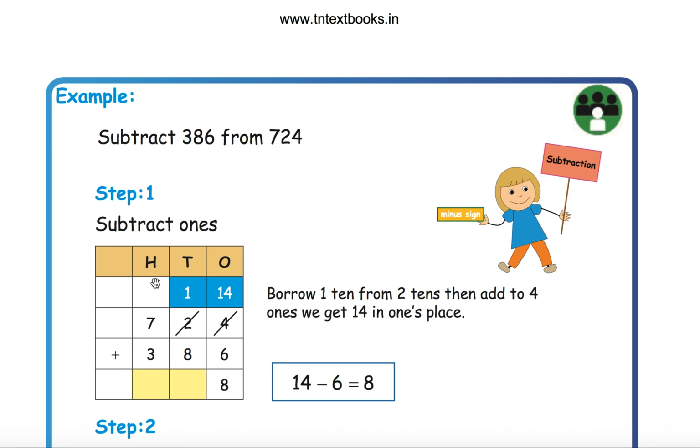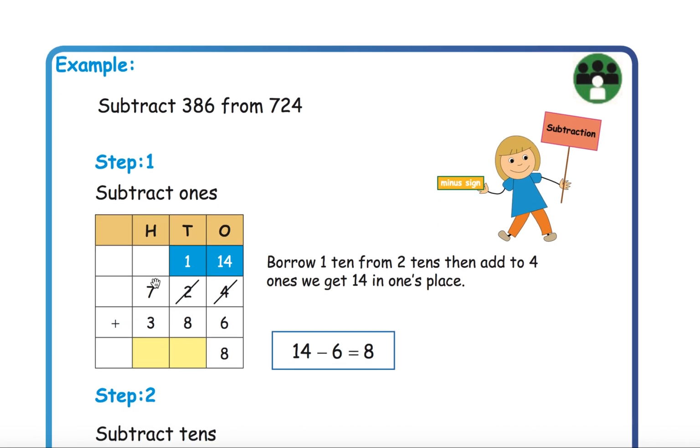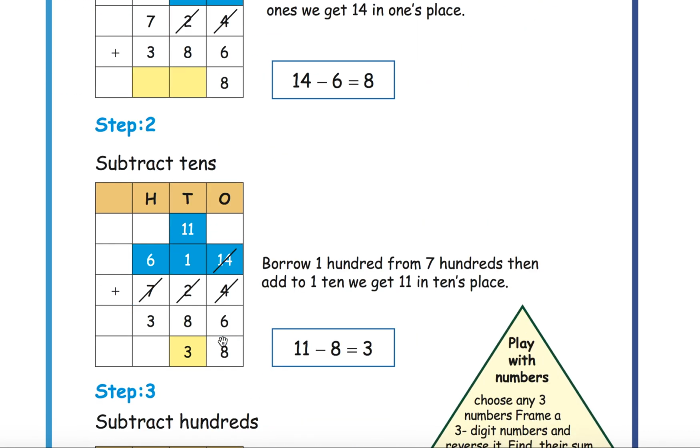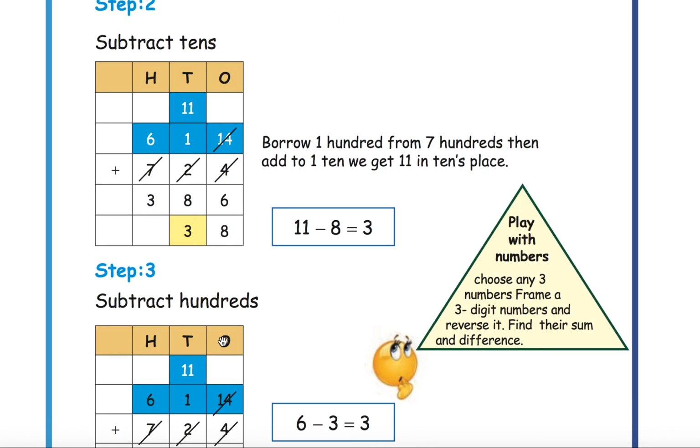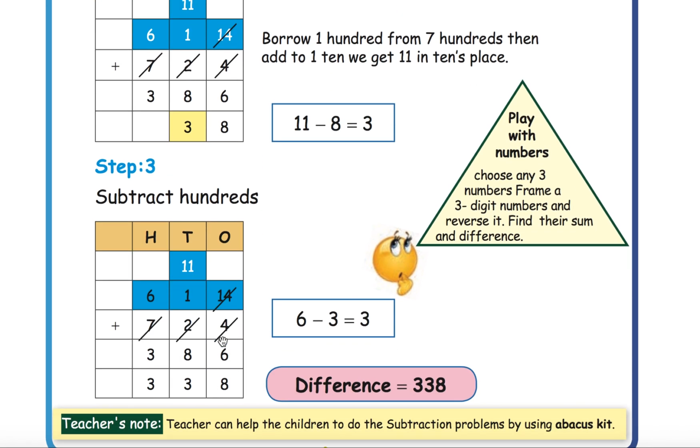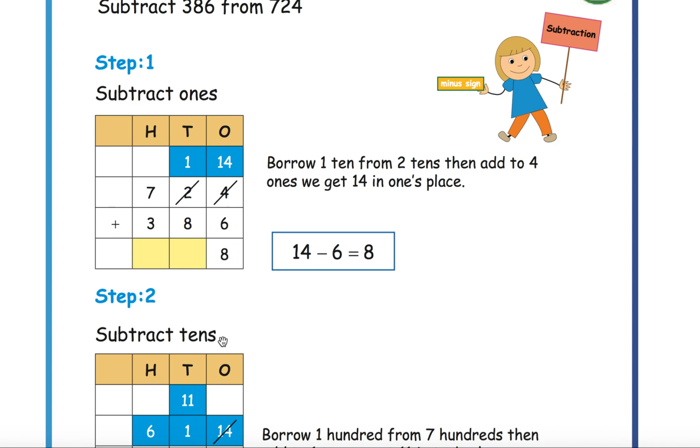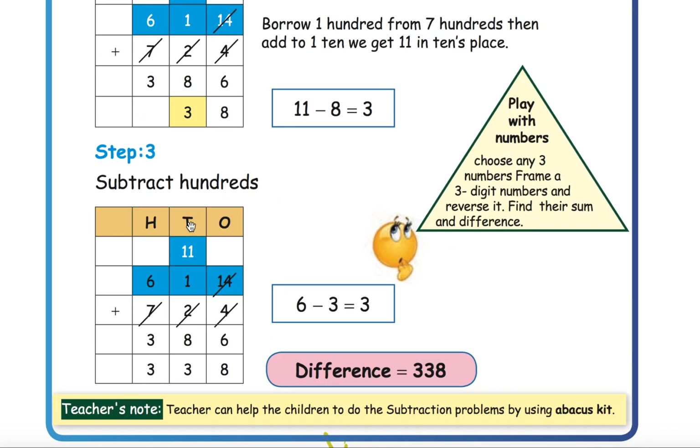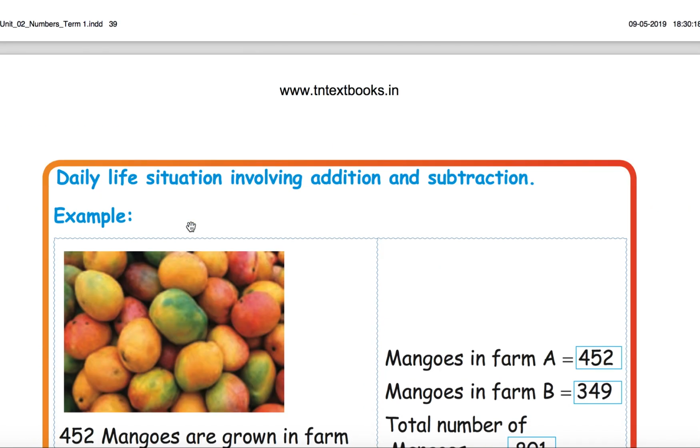Subtract 386 from 724. This is the method we have been following, right? Fourteen minus 6, 8, okay, 1 here. Again 11 minus 8, how much? 3. 6 minus 3, 3. 338, right?